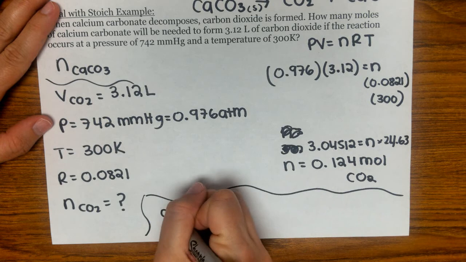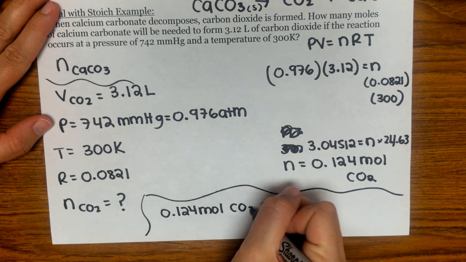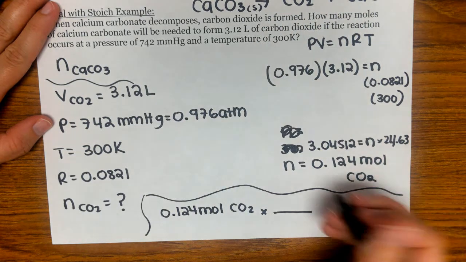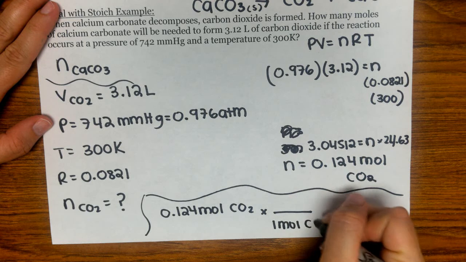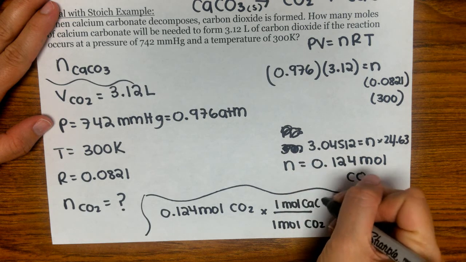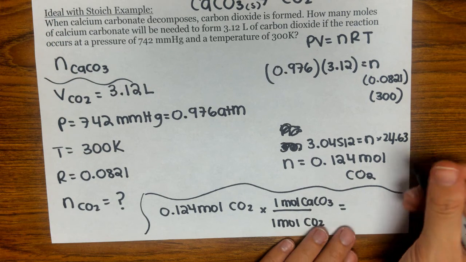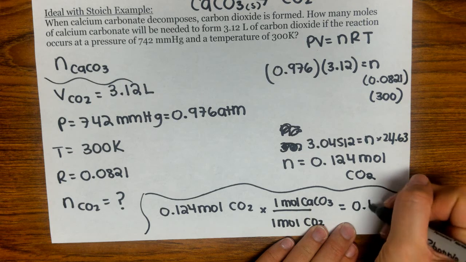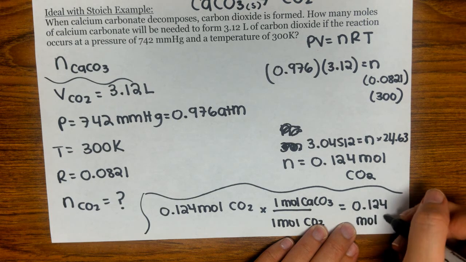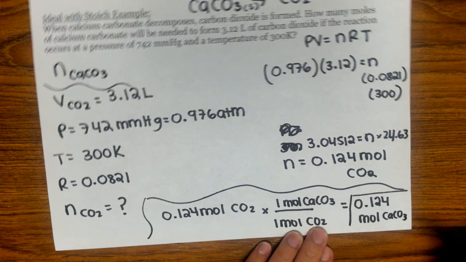I've got 0.124 moles of CO2. This is a balanced equation, so 1 mole of CO2 equals 1 mole of CaCO3. And it ends up being the same number because it's a 1-to-1 ratio. But that's not always the case, and so you shouldn't expect that. And that is how you would solve this problem.